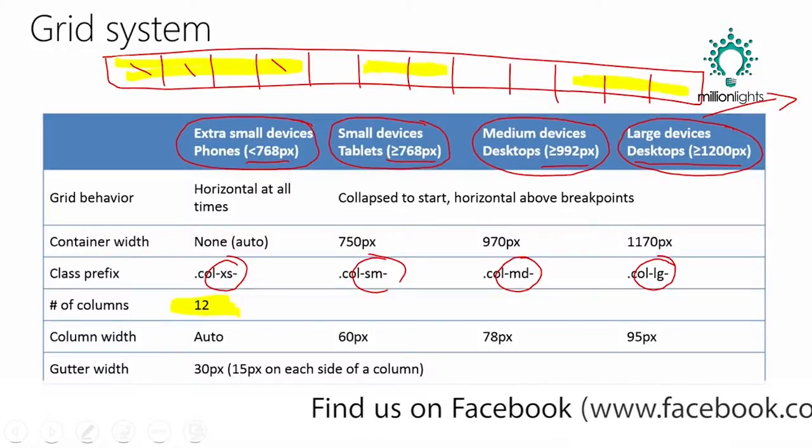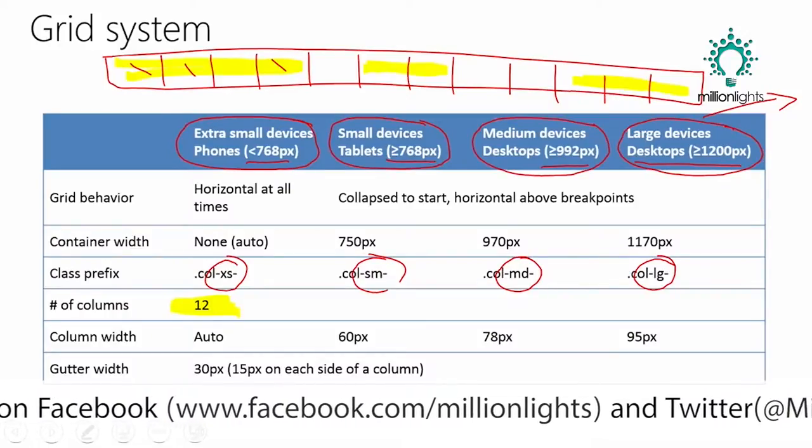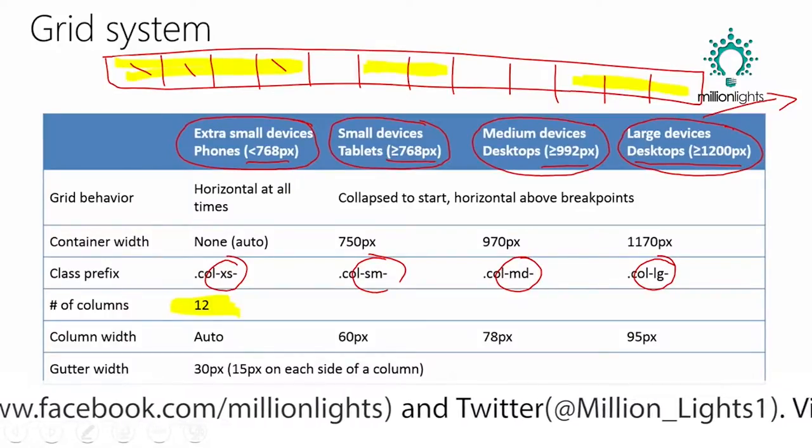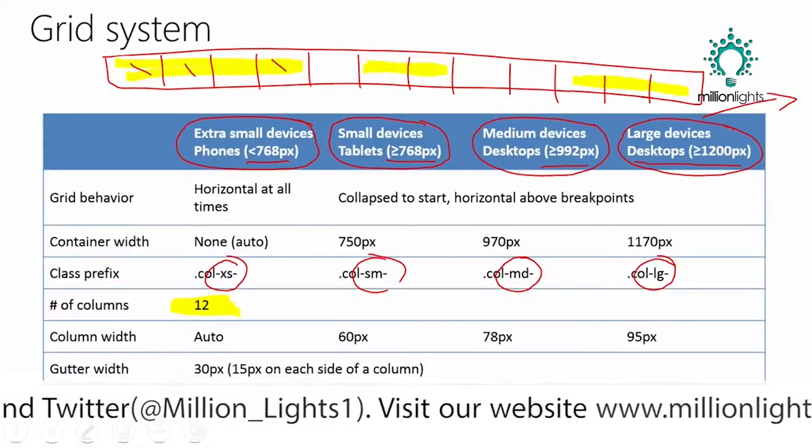Now, one of the other things that you may have noticed is the fact that when I shrunk my window down, it didn't get very small until all of a sudden it became a single column.